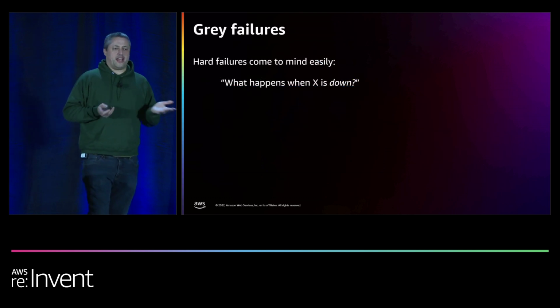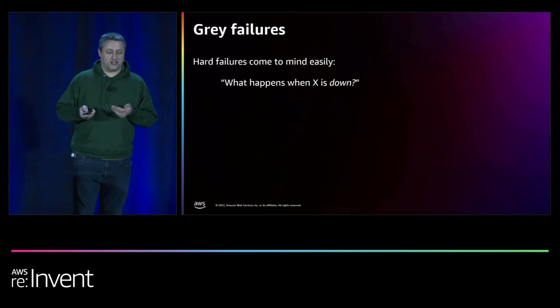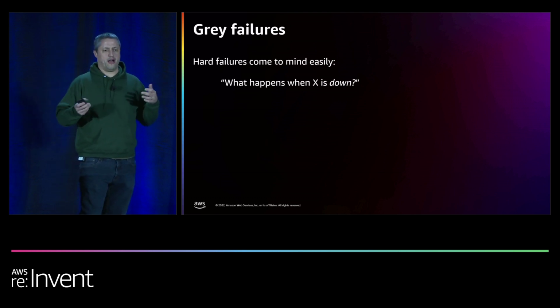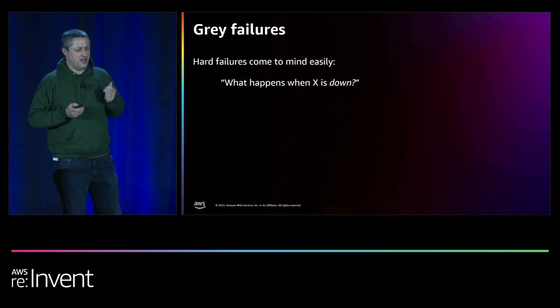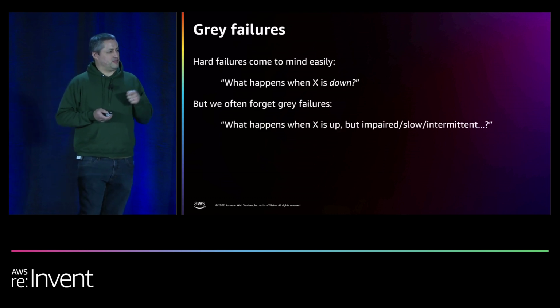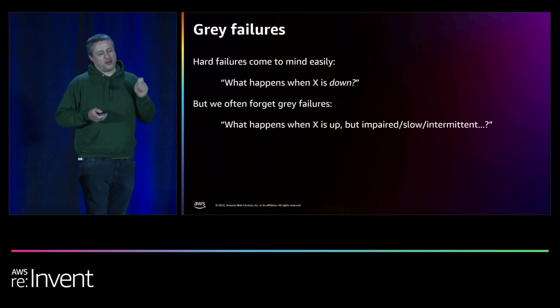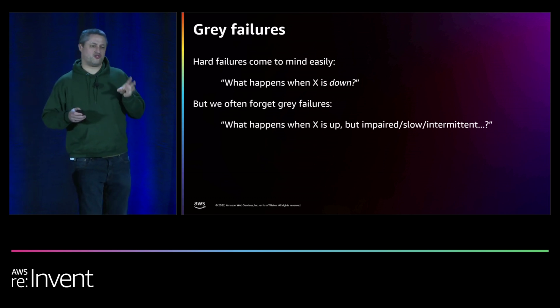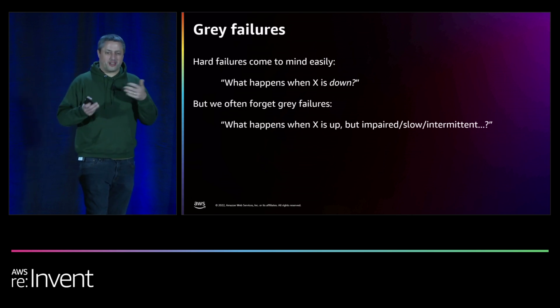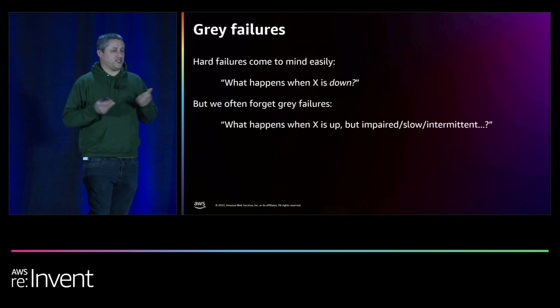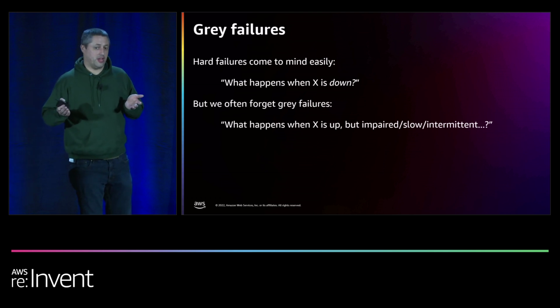But there are a sort of second class of failures, which we tend to call gray failures. So it's easy to ask what happens when X is down. It's a very obvious question to ask. The harder question that sometimes you don't think about until the real event comes is, well, what happens when X is still up, but it's impaired? Maybe it's slow, maybe it's intermittently failing or giving bad answers or something weird like that. And these are hard things to health check for, being honest with you.